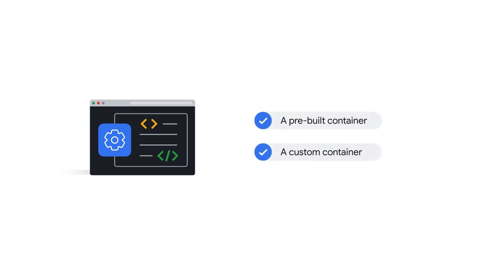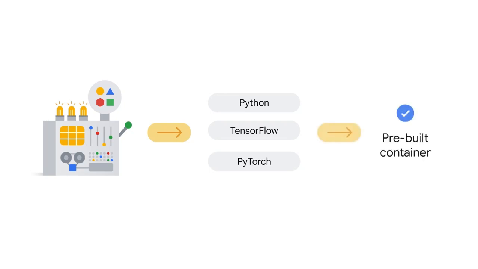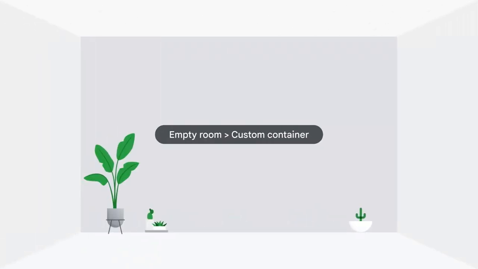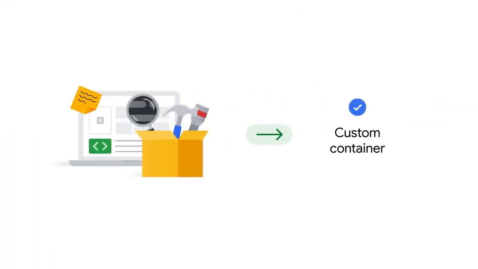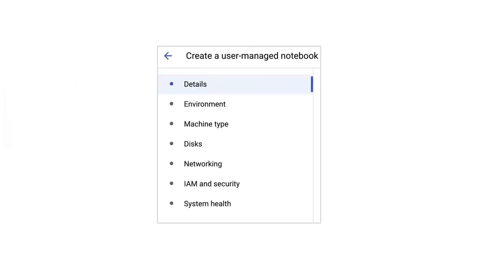There are two options: a pre-built container or a custom container. A pre-built container is like a furnished kitchen with cabinets, appliances, and cookware. So if your ML training needs a platform like Python, TensorFlow, and PyTorch, and you're not particular about the underlying infrastructure to run on, or to use our kitchen analogy, which oven or knife you use, a pre-built container is probably your best choice. A custom container, alternatively, is like an empty room. You define the exact appliances and tools that you prefer to cook with. That means you must determine the details like the environment, machine type, and disks when creating the custom container.